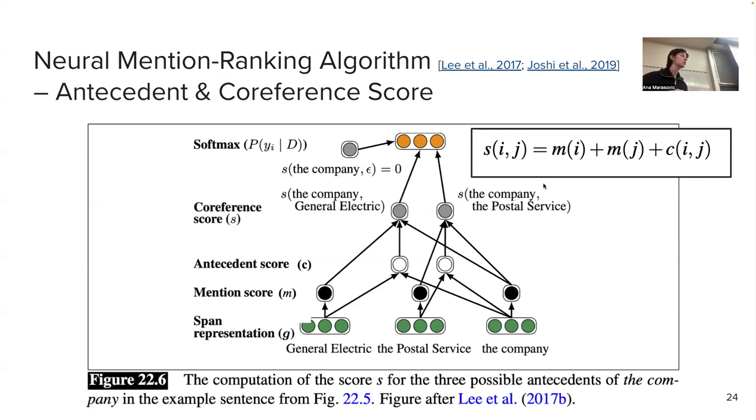Based on the score, you are using some kind of loss function to tell you whether all of this information together was correct or not, and then gradient descent backpropagates through all of that.